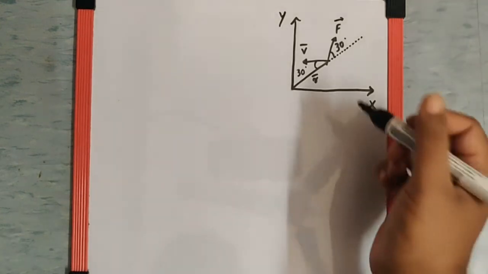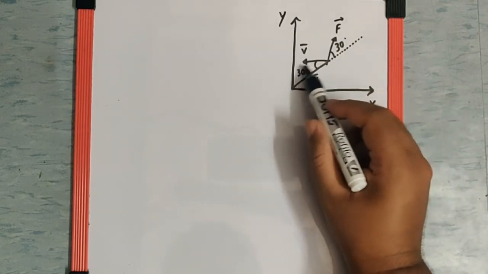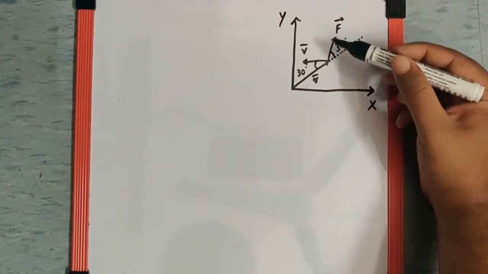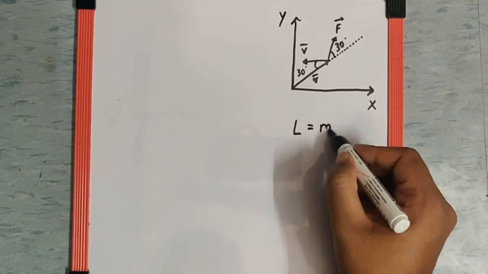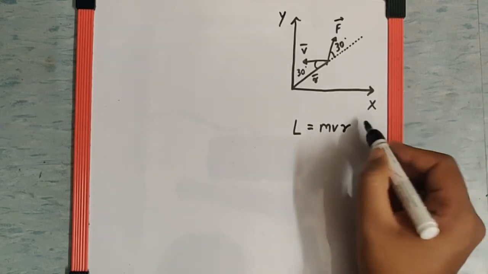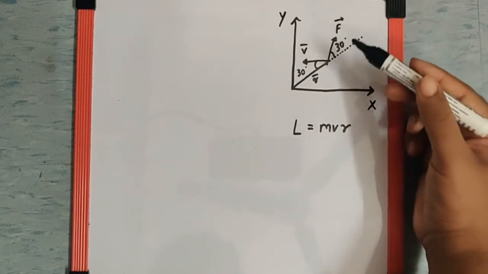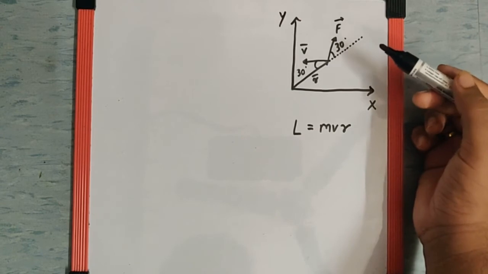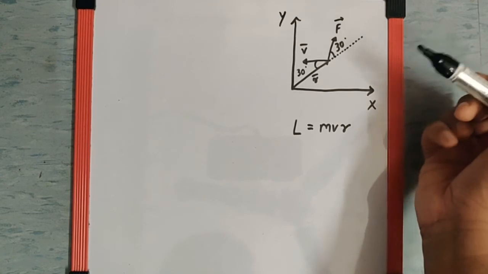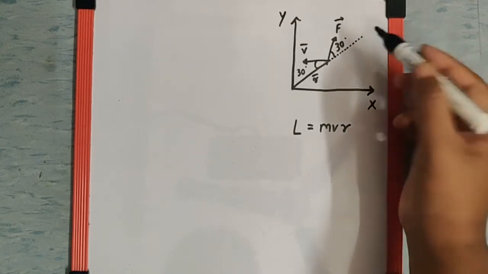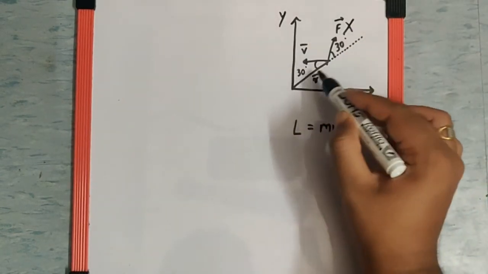Now over here we can very clearly see this is the r vector, the position vector, this is the velocity vector, and this is the force vector. Now first thing we need to understand is the angular momentum by formula is mvr. There is no question of force acting into this. In fact, the force causes the change in angular momentum if it acts perpendicular to the position vector. So here they are not asking about the change in angular momentum, so we are going to just ignore this force. So we will just concentrate on the velocity.